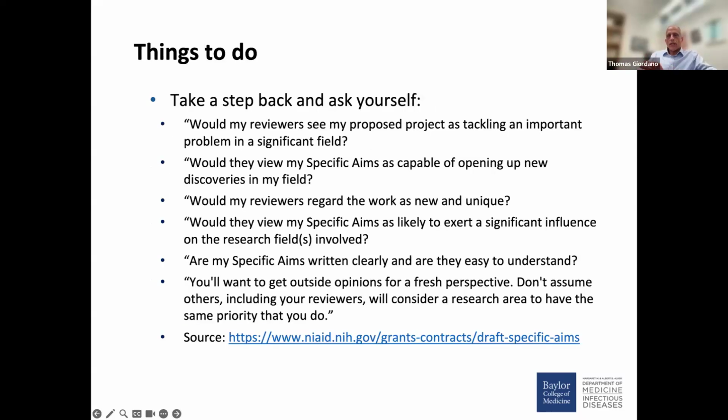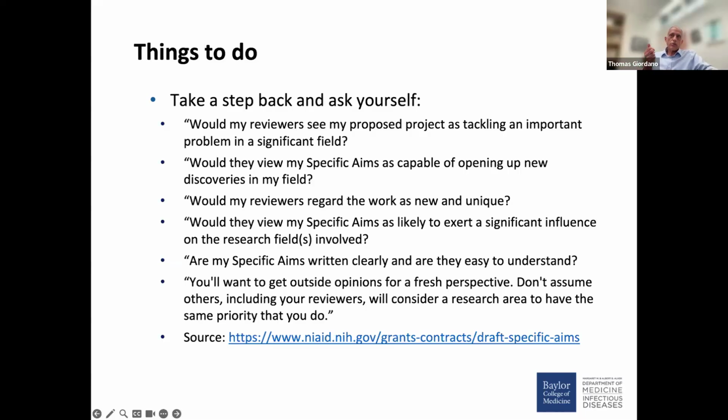This is quoted directly off the NIH website. Take a step back and ask yourself, would my reviewers see my proposed project as tackling an important problem in a significant field? You need to distance yourself from your grant intellectually at some point and read it fresh and pretend you never saw it before. So what are the reviewers going to see? Are they going to see this as tackling an important problem? Are my aims capable of opening up new discoveries in the field? Would my reviewers regard the work as new and unique? Sometimes it's hard to be innovative, but it's got to be important, and you've got to have something that's new and unique.